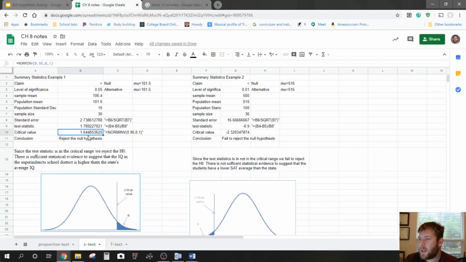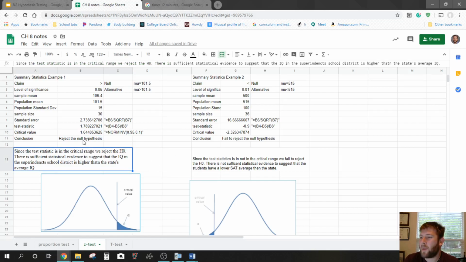So, since our critical value is right here, 1.645, our test statistic is greater than that. That means it's in this region right here. That means we fail to reject the null hypothesis. Sorry, we reject the null hypothesis. So we reject the null hypothesis.